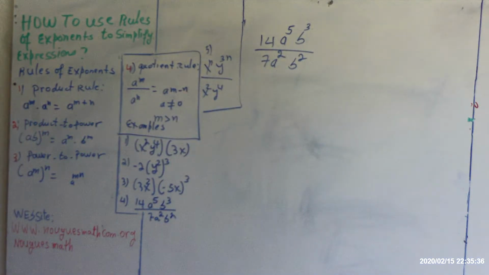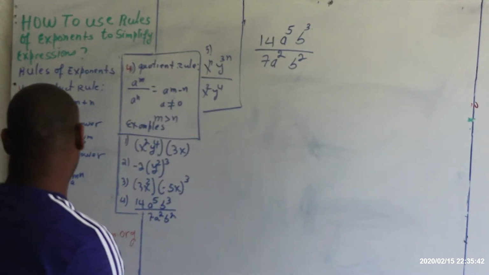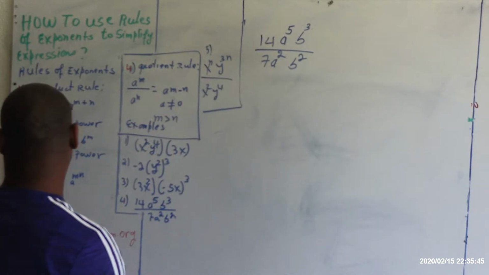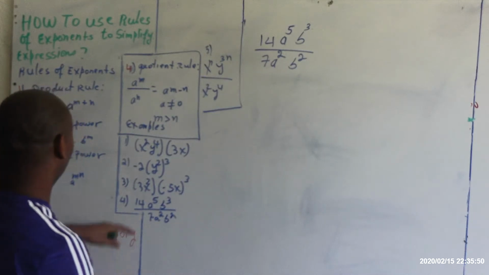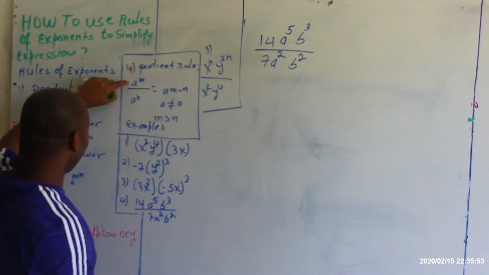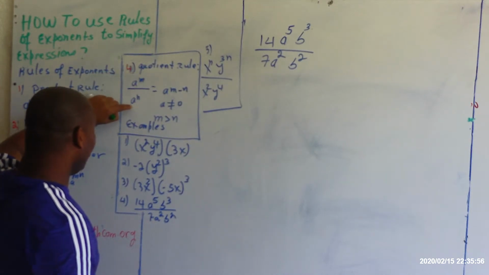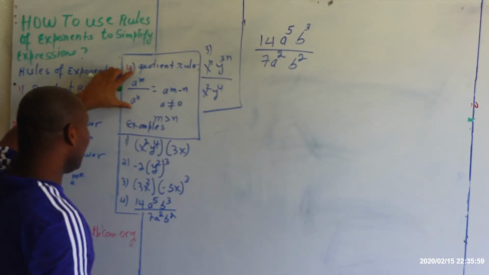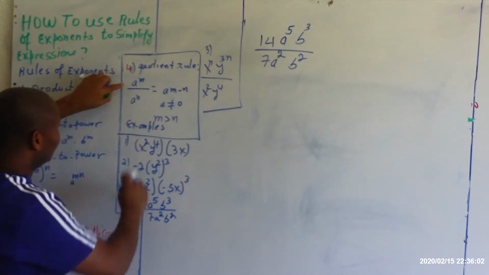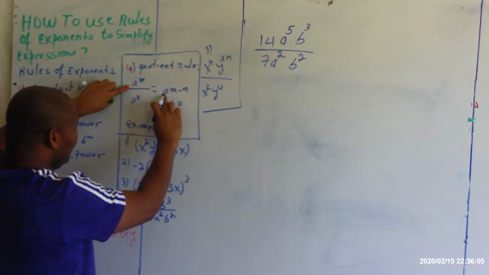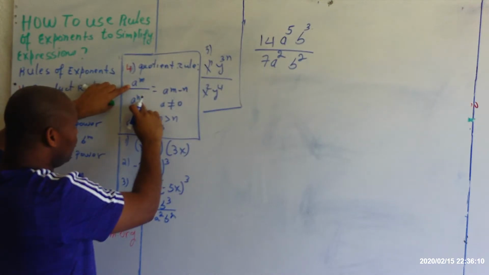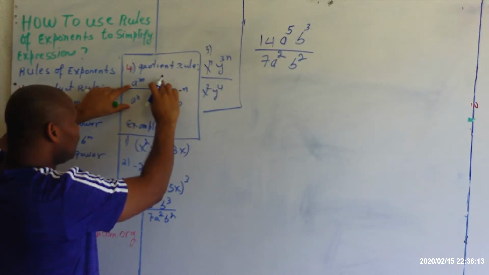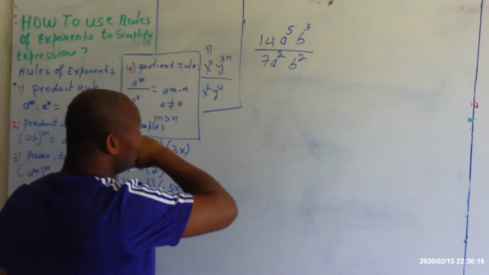Now we have a division. That means we have a quotient. So let me see if I can write this rule for you. This rule is right there. We have a to the power m divided by a to the power n. So when we have the quotient, you need to keep the base. This is the base. Then the exponent on the bottom will go up, then subtract from the top. So you will see that as an example.